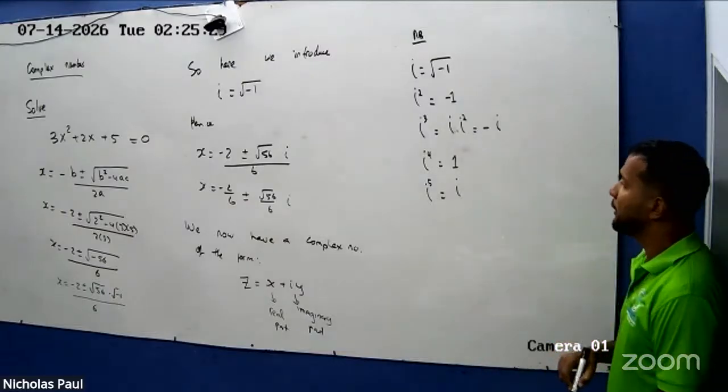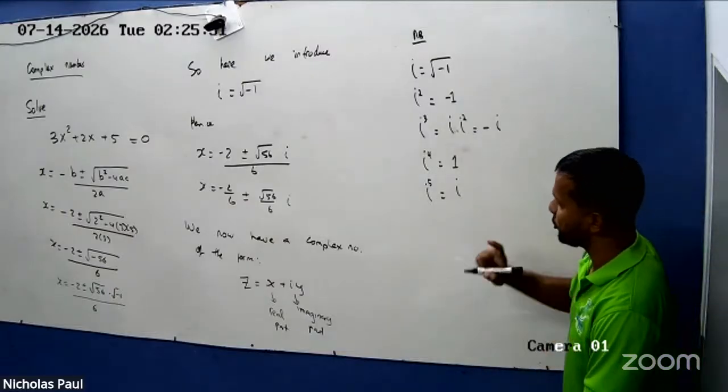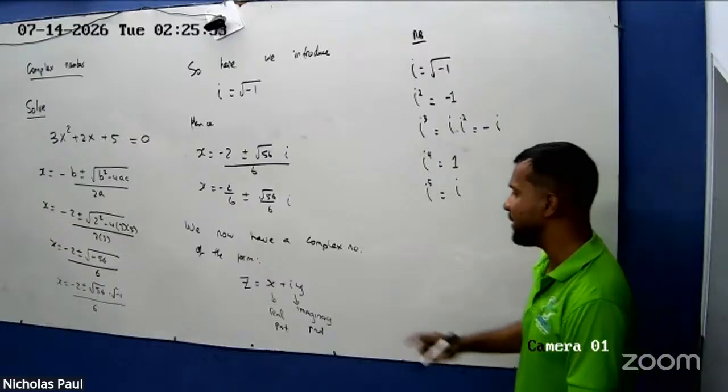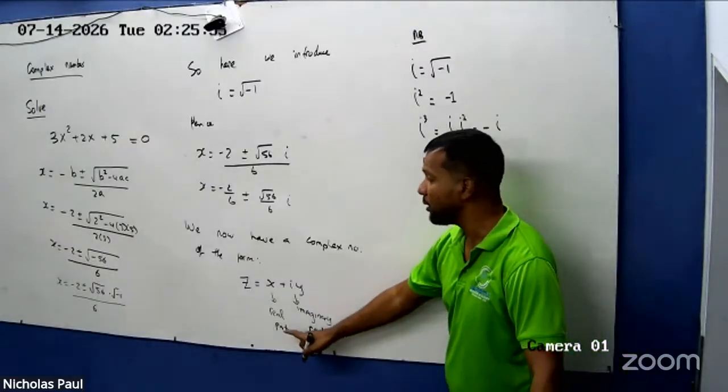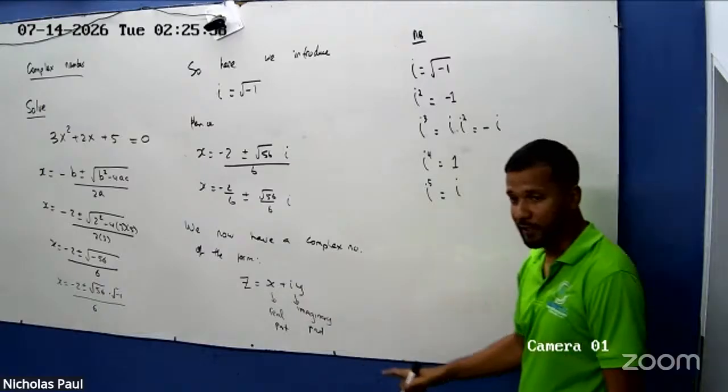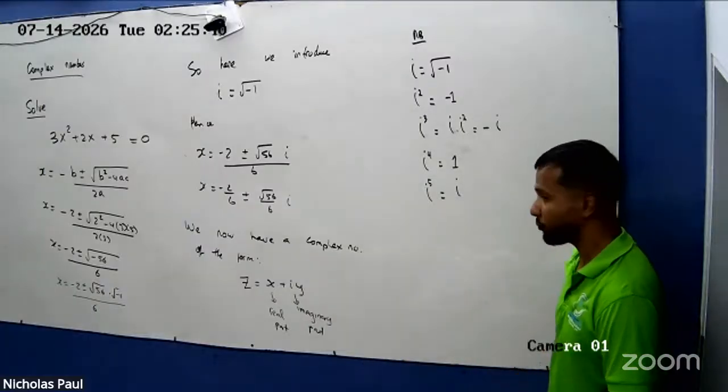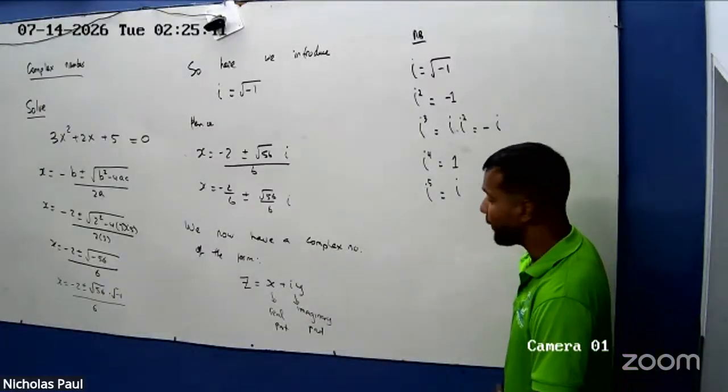So that is your intro into this. As I said, every complex number can be real or imaginary, it's in that form. Are you okay with that?